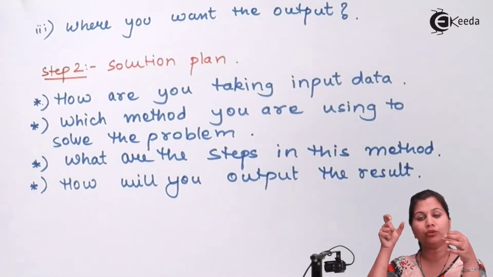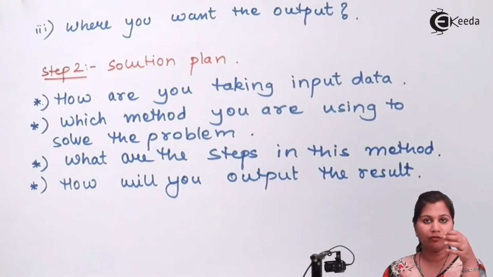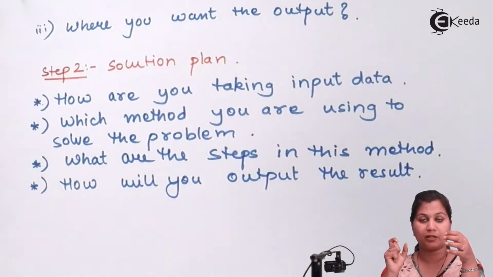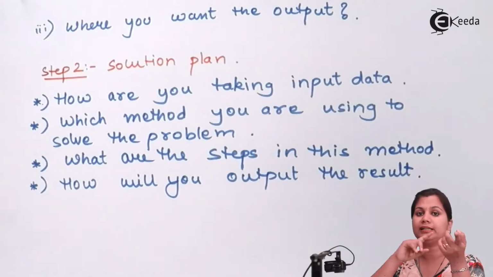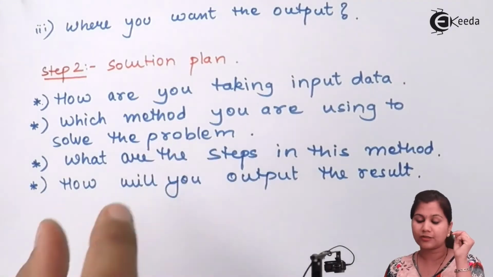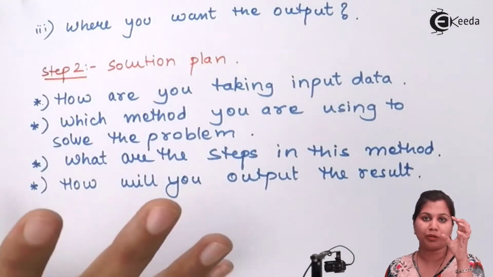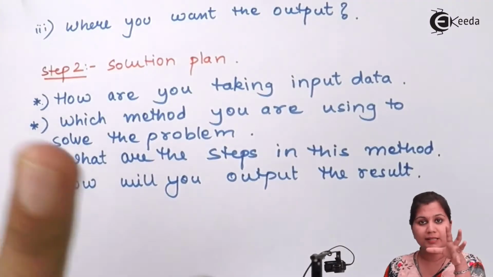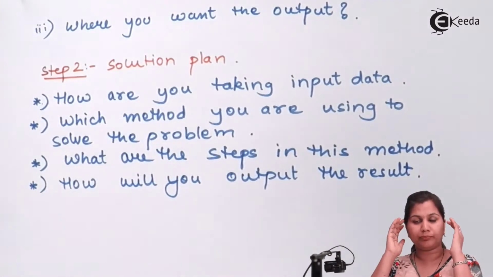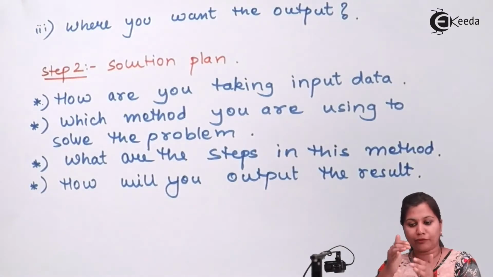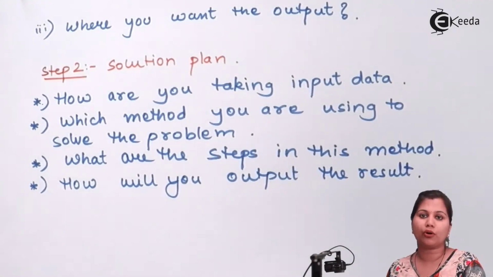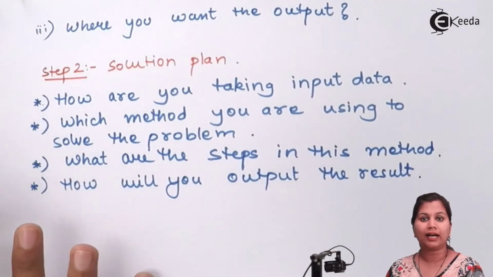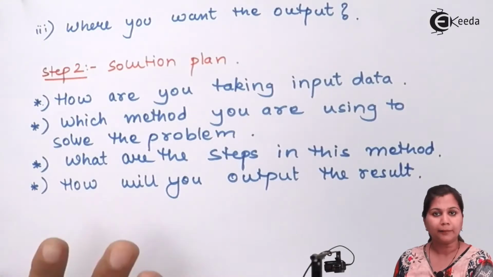Bank 0, you have to store the result in register 1. Okay, R1 register. So how you are going to display or output the result at that register is also to be decided in step number 2. In this step number 2, you are portraying the steps, that in this way I am going to solve my problem. Means you are planning how you are solving that program.